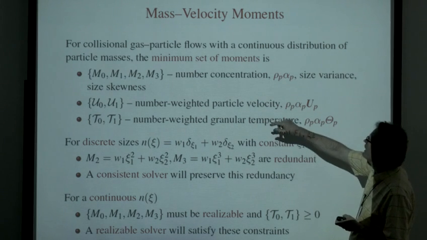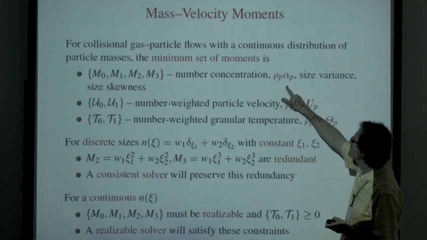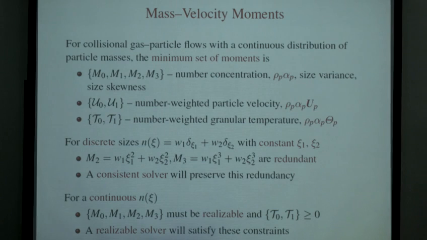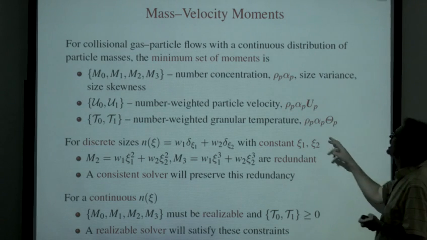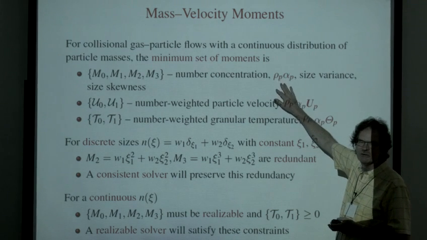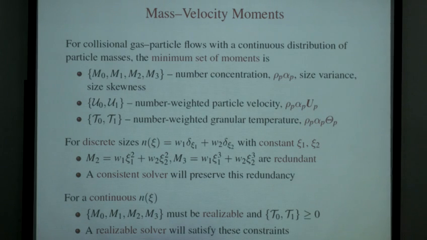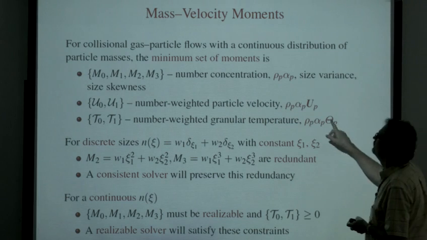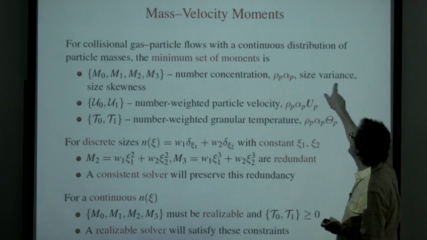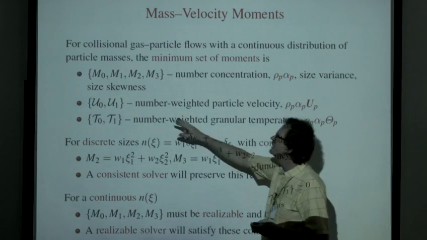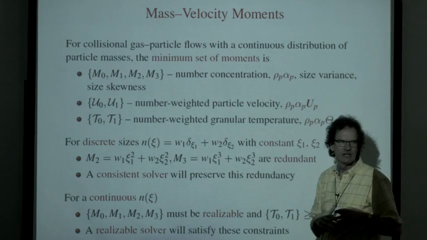So just the number of particles per unit volume, regardless of their size or their mass. M1 is the mass weighted, so if you think in a monodisperse, it's just rho p times alpha p. So it's the volume fraction of particles times their density. You can also have the density be size dependent, but I'm going to make the density constant to make it simple. If you look at M2, you need that to get the variance or the width of the distribution of sizes. And then M3, you need it to get skewness, whether it's symmetric or not symmetric.